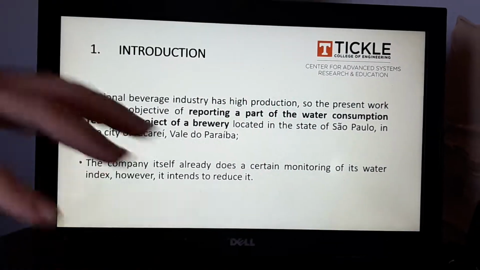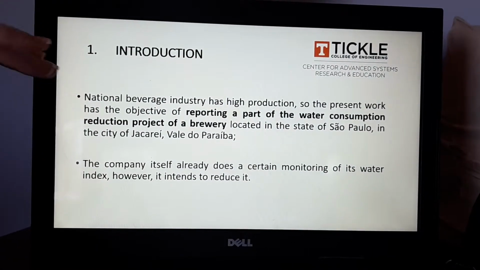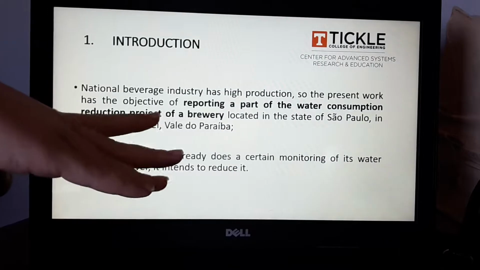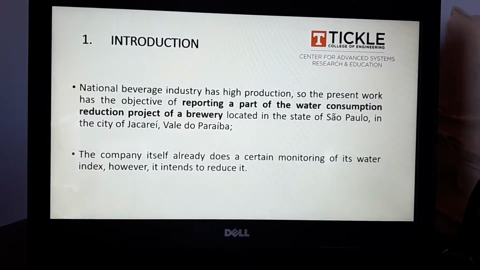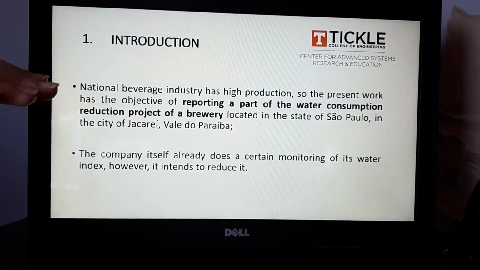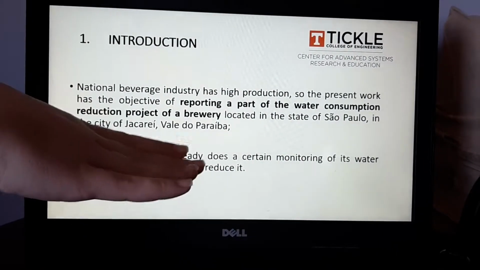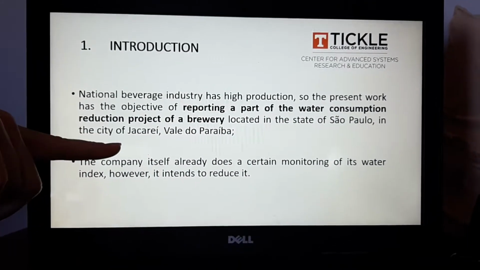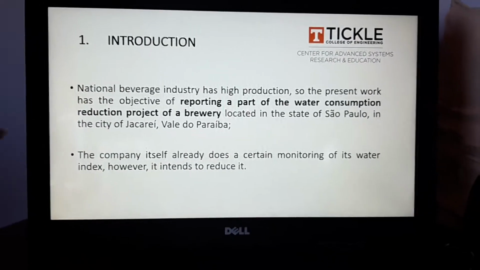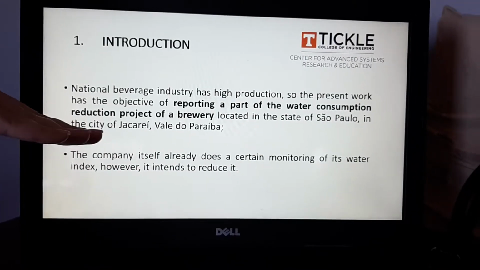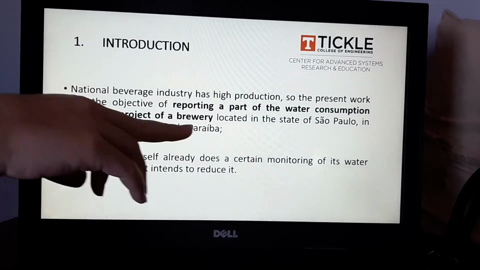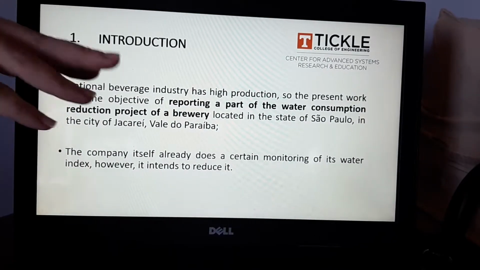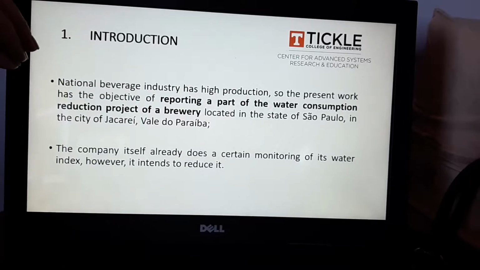So here in Brazil, the national production is very high. So the present work has the objective of reporting a part of a water consumption reduction project of a brewery that is located in São Paulo, here in Brazil, in Jacareí City, Vale do Paraíba. Okay, it's a city near the beaches. It's not a beach, but it's near there. So that's where this unit of the company is.